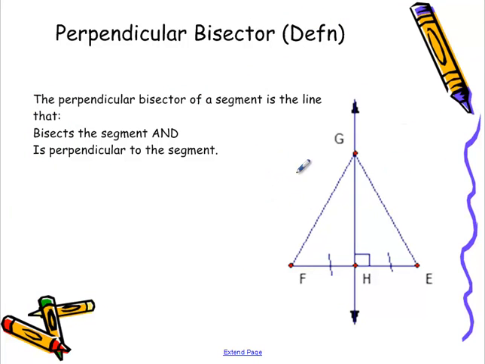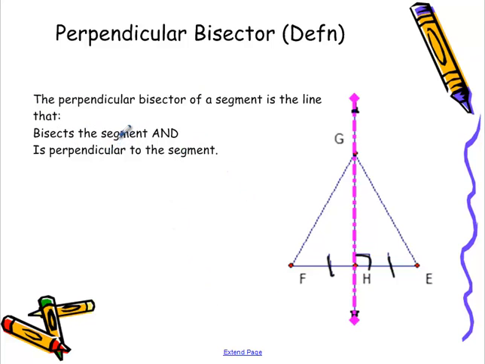So take a look at this picture. The line GH is a perpendicular bisector. And the reason I know GH is a perpendicular bisector is because it's drawn on the picture that it is a right angle, meaning perpendicular, and it splits a segment into two congruent parts. So a perpendicular bisector bisects the segment and is perpendicular to the segment.